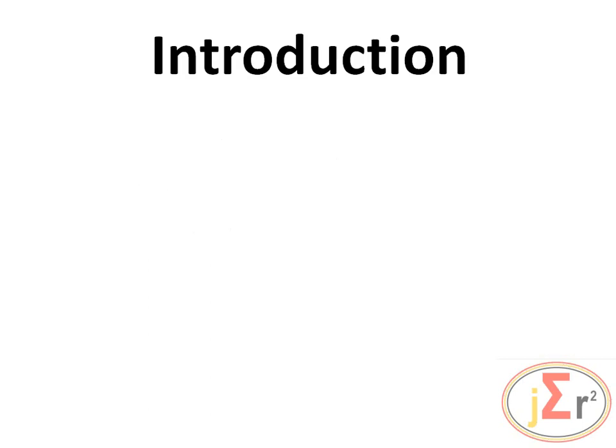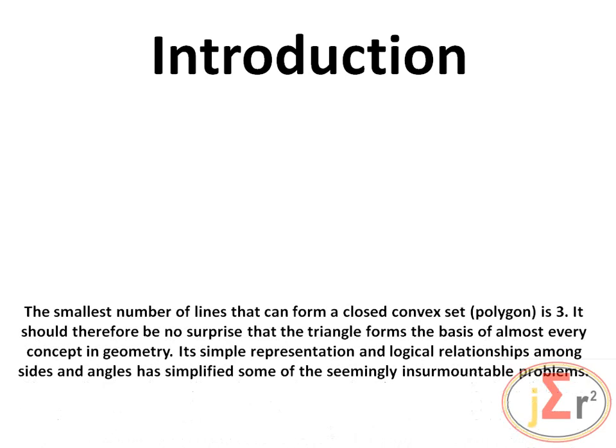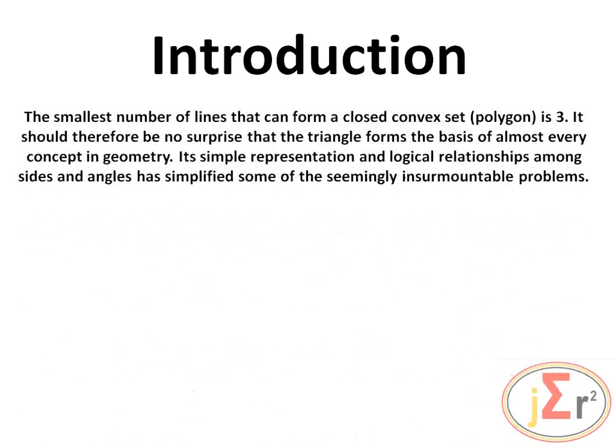Before we go into just working with right-angled triangles, as a matter of fact, we are going to take a good look at the whole development of trig ratios. The smallest number of lines that can form a closed convex set or polygon is 3. It should therefore be no surprise that the triangle forms the basis of almost every concept in trigonometry. Its simple representation and the logical relationships among sides and angles has simplified some of the seemingly insurmountable problems.